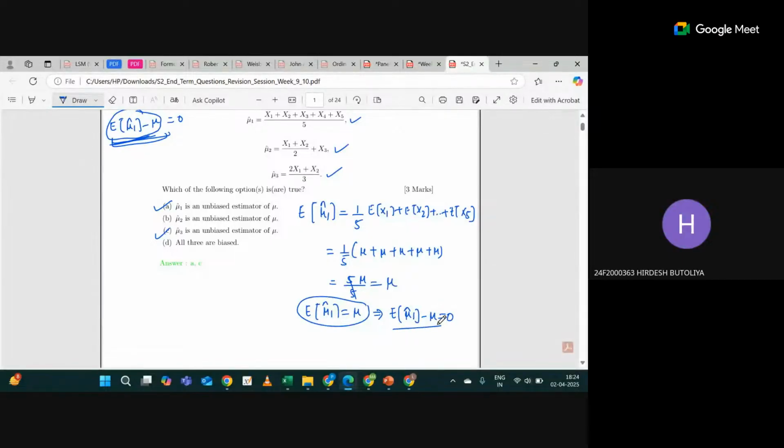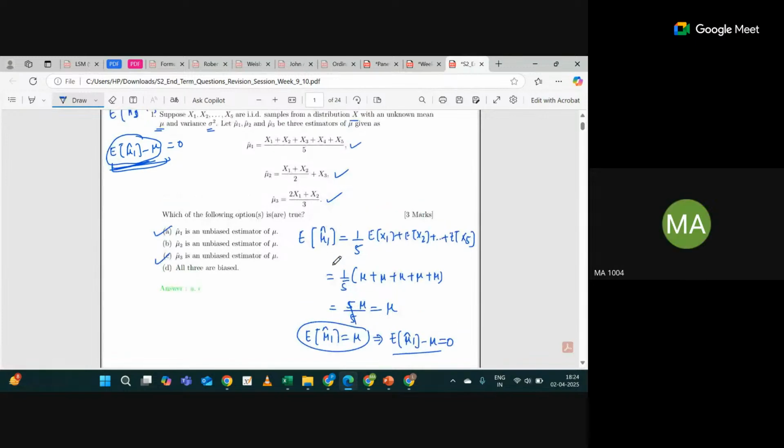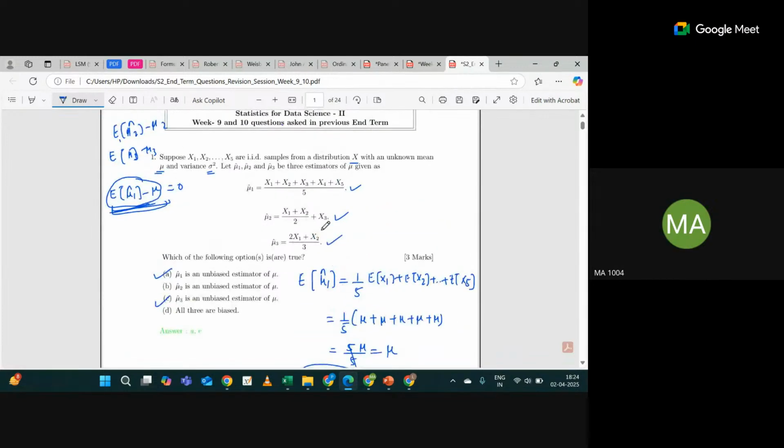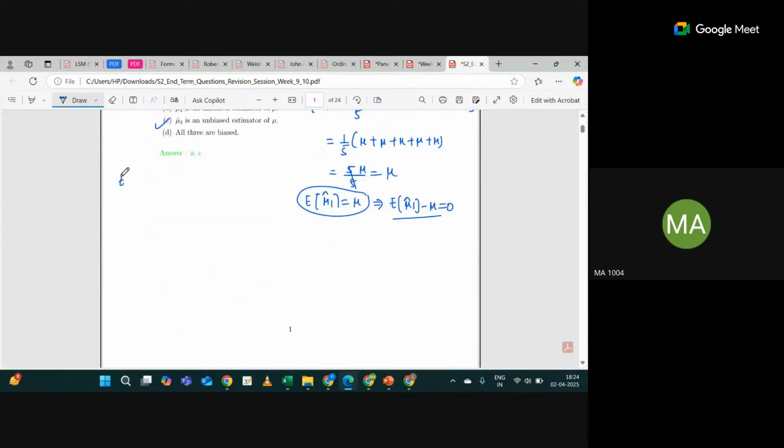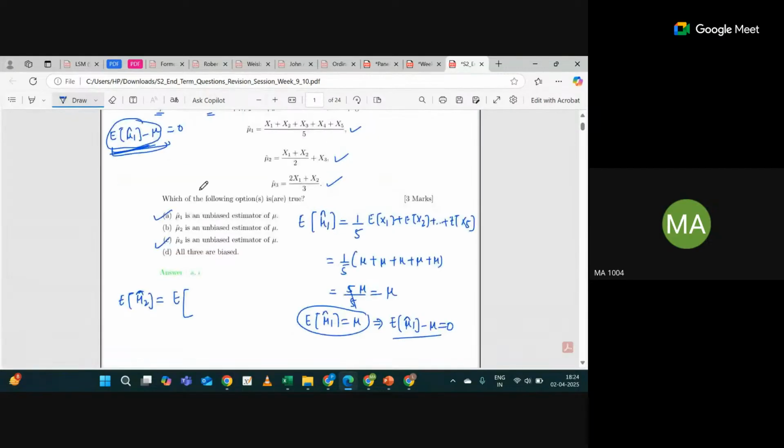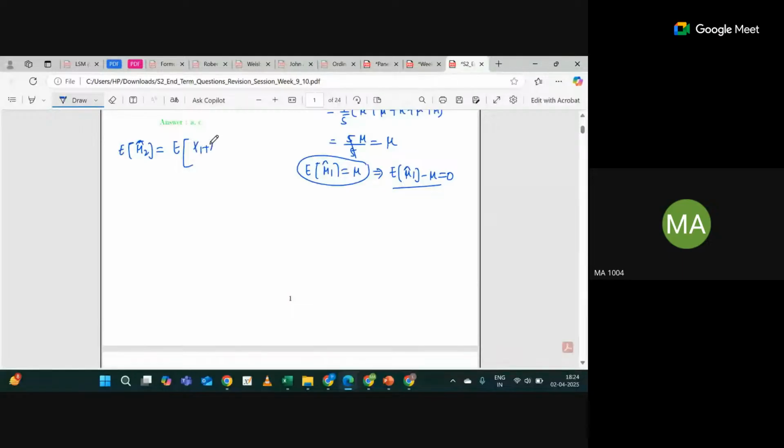Understood? Now we will check for mu2. If you see for mu2, expected value of mu2 hat is nothing but expected value of x1 plus x2 divided by 2, plus I can write expected value of x3. So it will be 1 upon 2 times expected value of x1 plus expected value of x2, and this is another term, plus expected value of x3. Now this will be 1 upon 2, mu plus mu is 2 mu, right? And expected value of x3 is mu. So this is 2 mu.